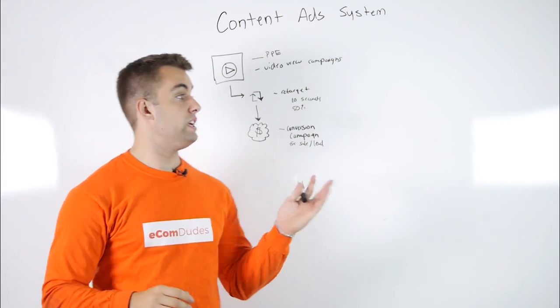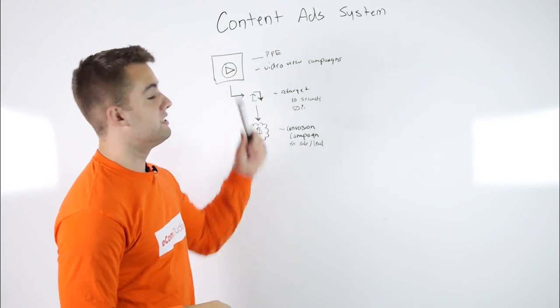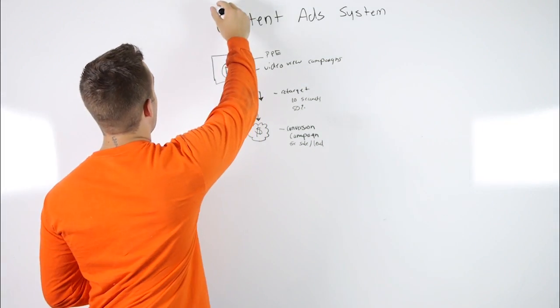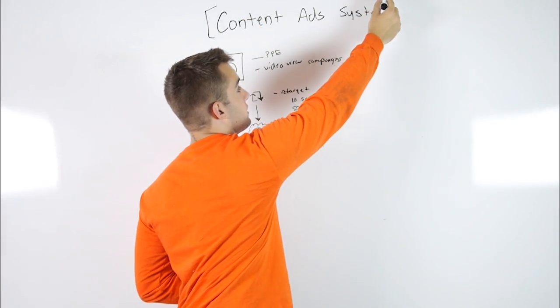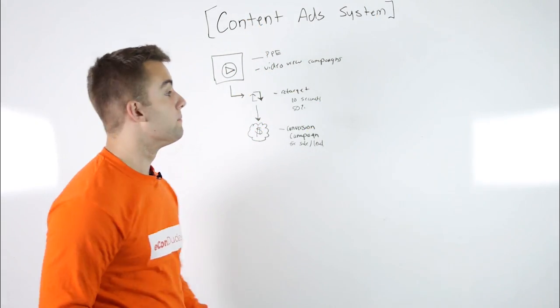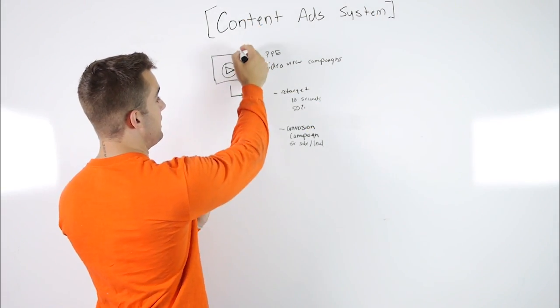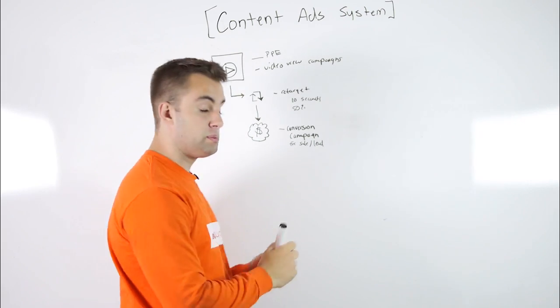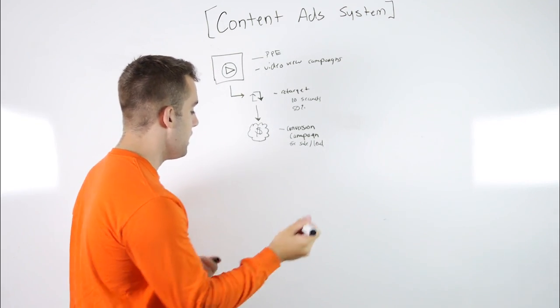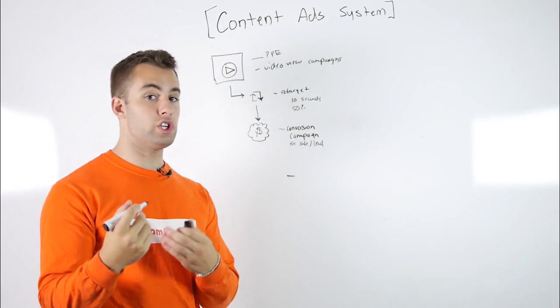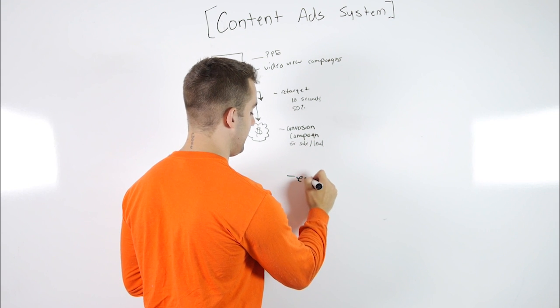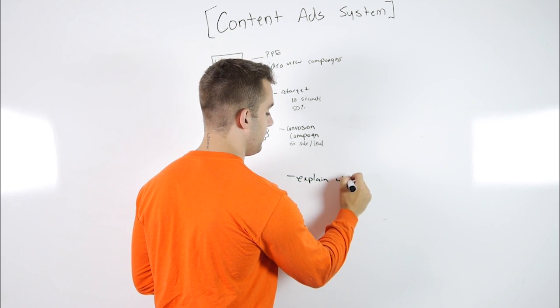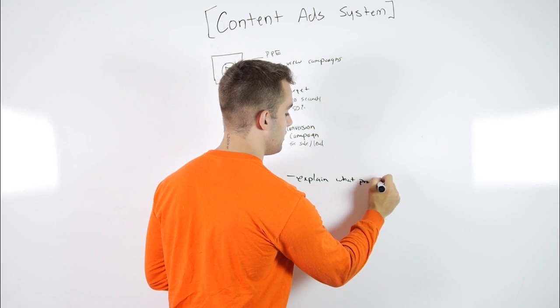All right, so we're here right now. What we're going to talk about is the content ad system. I call this something different every time I talk about it, but essentially we're going to be running a video ad. Now I'm going to explain what this video ad should have. It should explain to your audience what the product is.